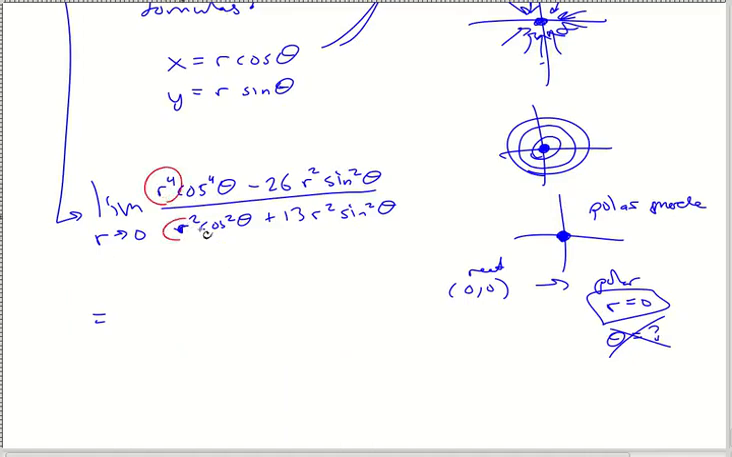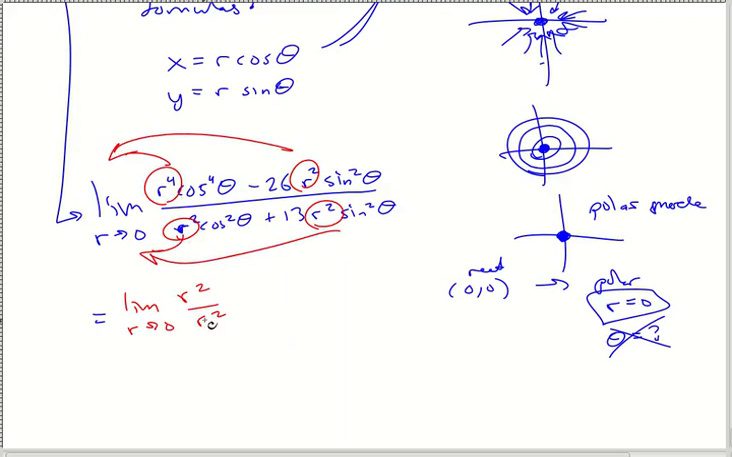Well, they all here at least have r squared. I know that one has a little bit more. So let me pull out an r squared and an r squared. Notice, not from all of them. The numerators get an r squared pulled out. The denominators get an r squared pulled out. Leaving behind r squared cosine 4, 26 sine squared, and then we just got cosine squared, 13 sine squared.